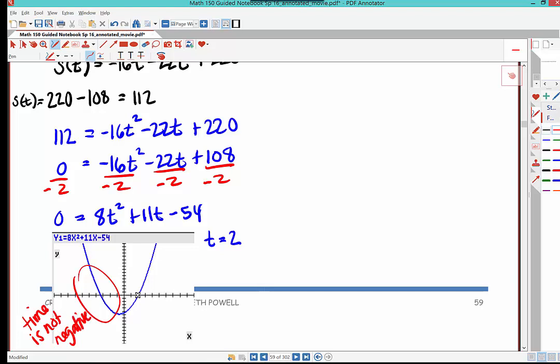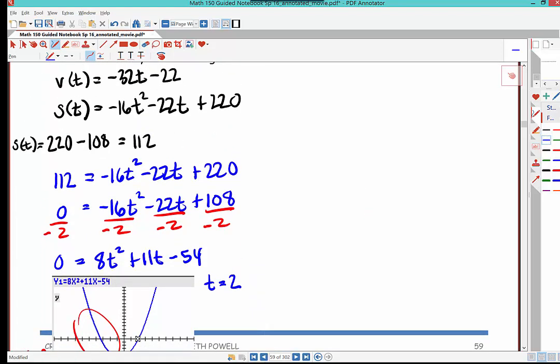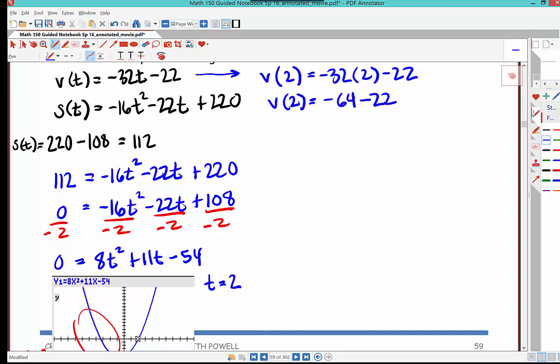Okay, so now we're almost there. What we're going to need to do is evaluate our velocity function when t is 2. So coming back here, we'll look at v at 2 will be negative 32 times 2 minus 22. So v at 2 is negative 64 minus 22. So v at 2 is negative 86 feet per second.